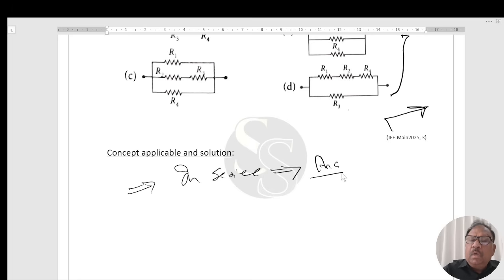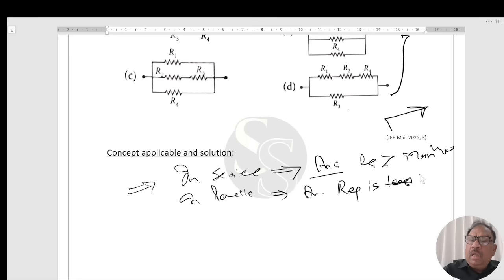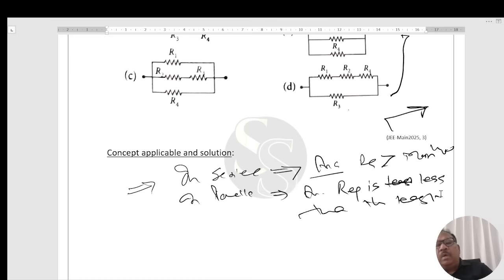Answer is R equivalent greater than the maximum value, whatever it is. In parallel, answer is R equivalent is less than the least. दो तीन चार पैरेलल में कनेक्ट कर दो तो पैरेलल की कॉम्बिनेशन की वैल्यू आएगी लेस देन 2 आएगी. उसमें क्या आएगी 2 + 3 + 4 उससे ग्रेटर है, greater than the max.